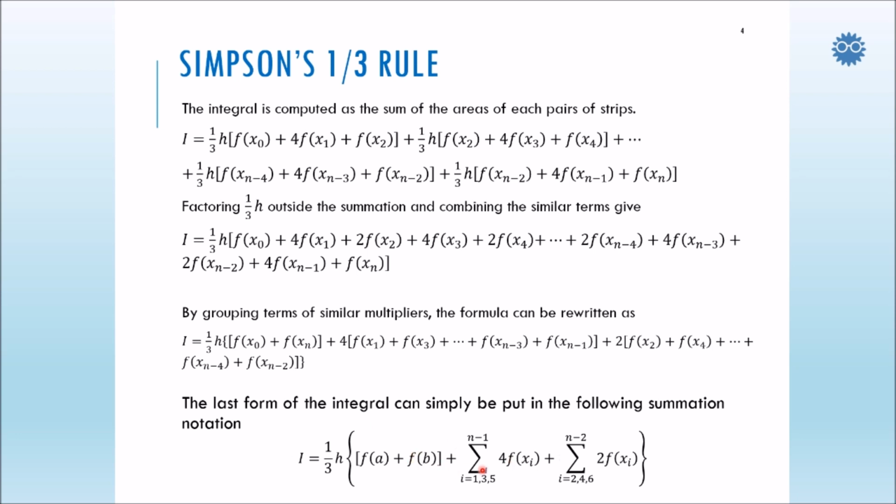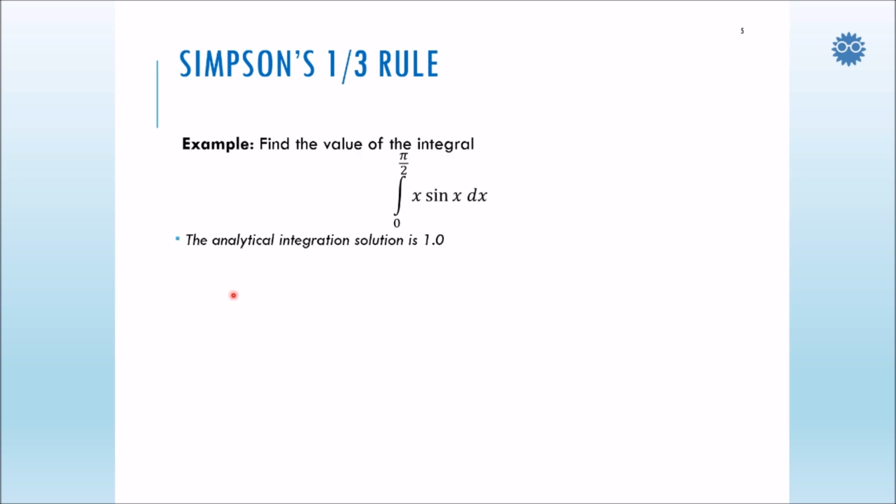So this is mainly, I think, the common algorithm in the textbooks of numerical analysis, but anyhow, for double integration we should know how to program the expanded form of Simpson's one-third rule. So let's see how to do that by solving this example. We have the definite integral from 0 to pi over 2 of x sine x dx.